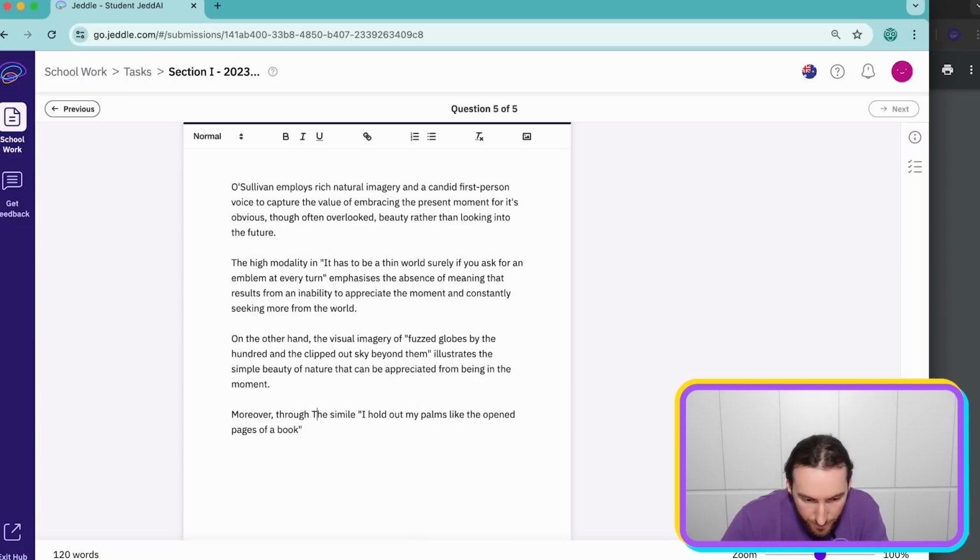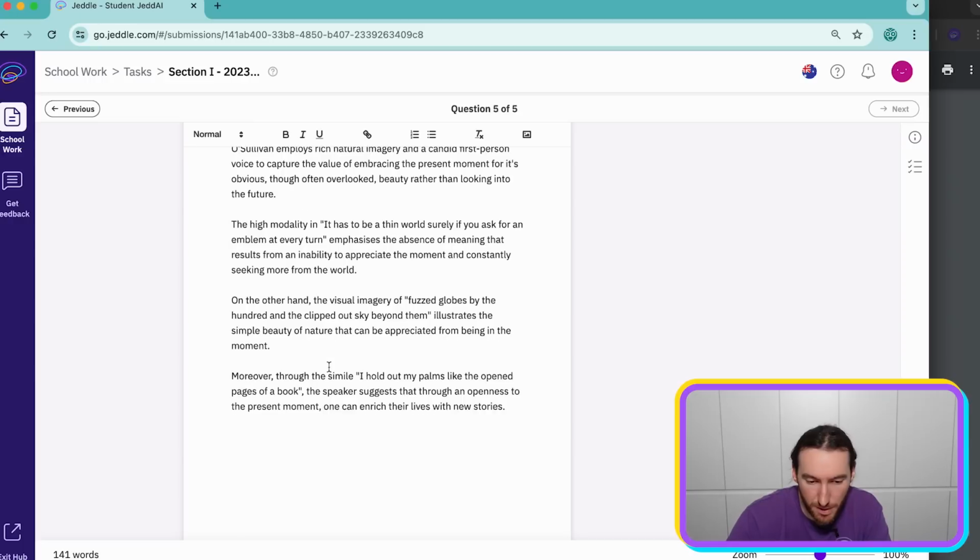Through the simile, the speaker suggests that through an openness to the world, to the present moment, one can enrich their lives with new stories. Done. That's a nice, concise one.